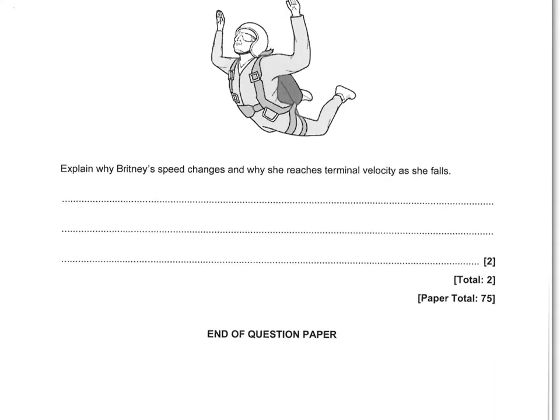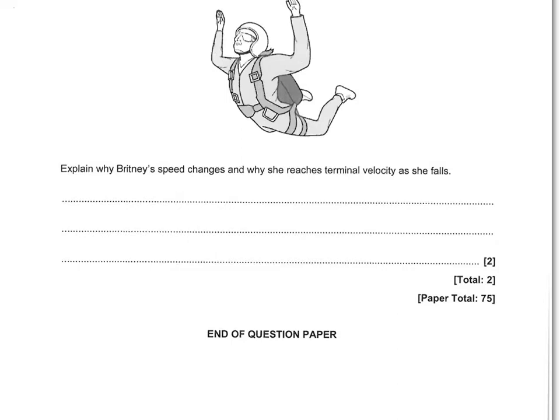Explain why Brittany's speed changes, why she reaches terminal velocity as she falls. So, the first mark saying that speed changes because initially her weight is higher than the drag or air resistance, and then she reaches terminal velocity because then her weight equals the drag or air resistance. So those are your 2 marks, very specific.